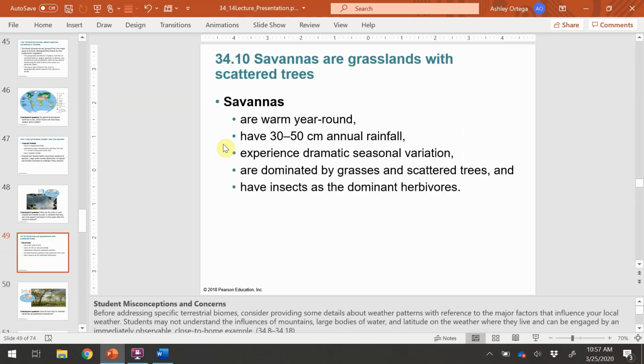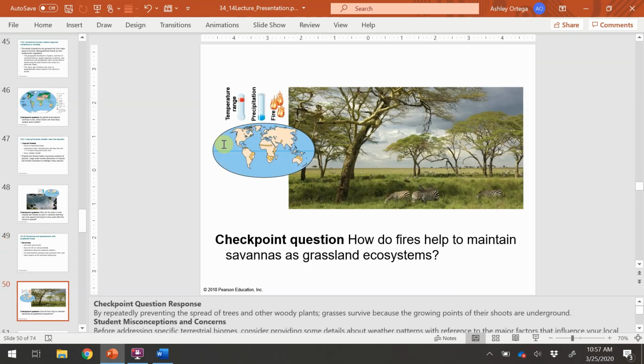All right, moving right along to savannas. They are known for being warm year-round, have dramatic seasonal variation, have grasses and scattered trees. And so this is here. This is well known for being in Africa with the zebras, the giraffes, the lions, all of antelopes, all of those animals running along those grassy areas. That would be the savanna.